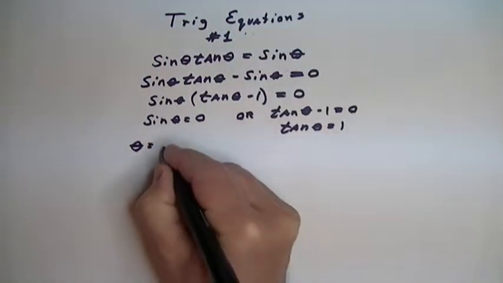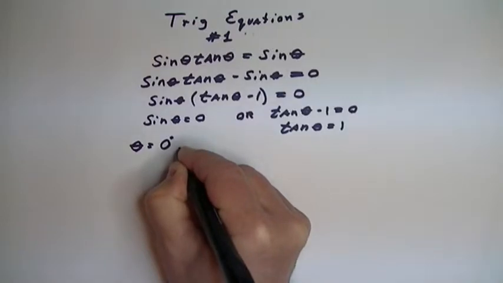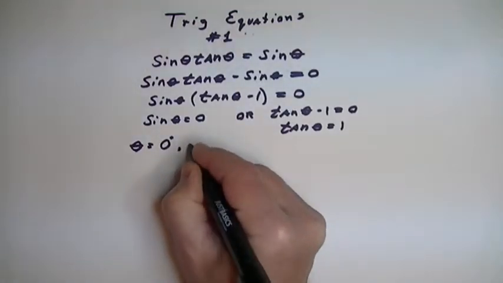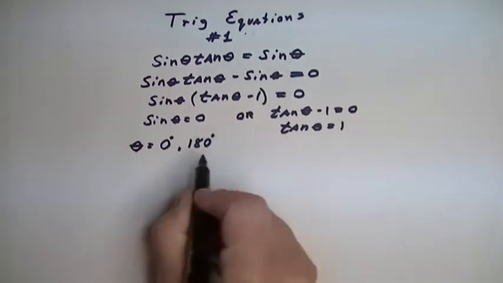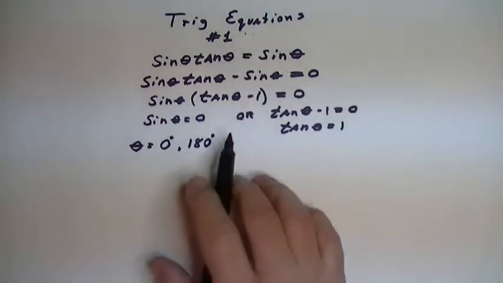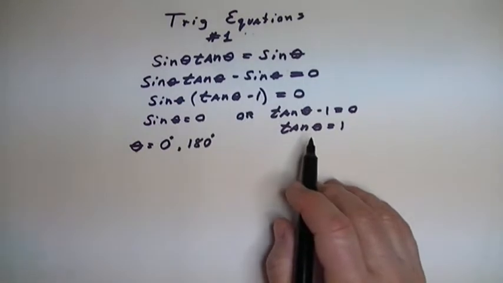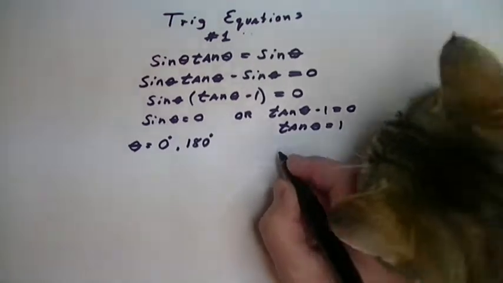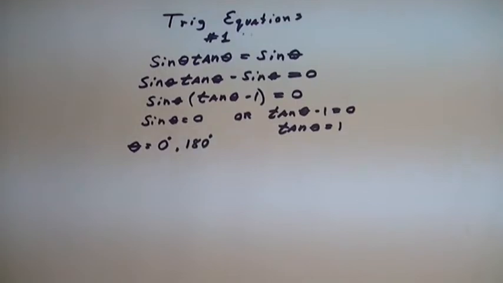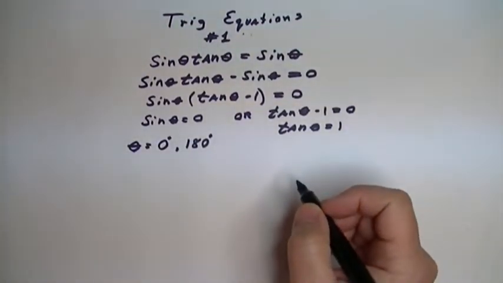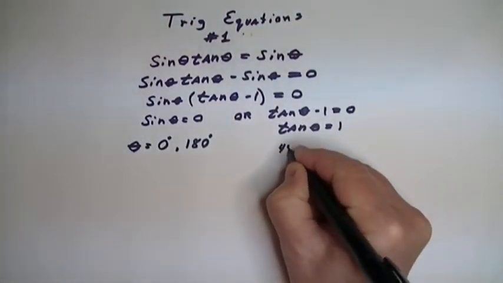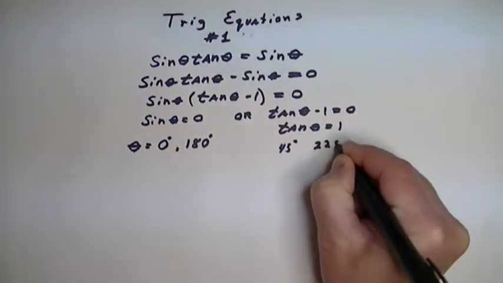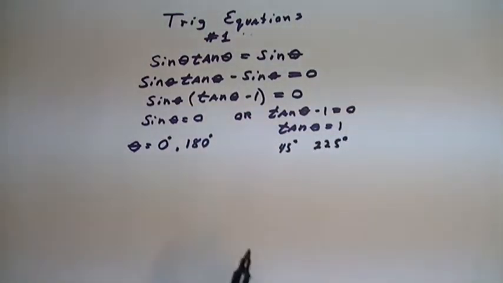Looking back at your unit circle, you know that theta could be 0 degrees, or it could just as well be 180 degrees. In both places, the sine of theta is equal to 0, and those are two valid solutions to our equation. Tangent is equal to 1 at a couple places as well, namely at 45 and at 225. So if we had divided out the sine, we would have lost two of our possible solutions.